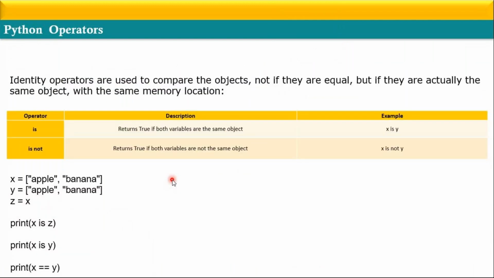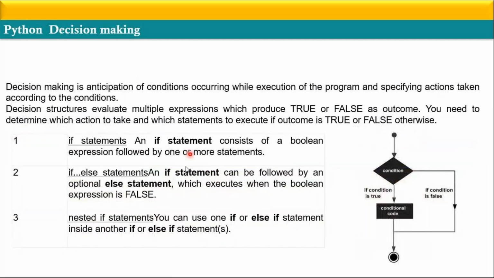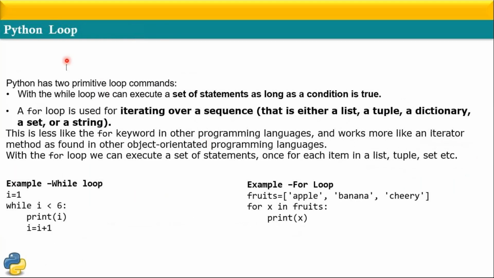You can refer to this particular presentation for practice. Then we have gone through decision making statements, if else and nested if, and we have written certain codes. Then we have gone through the looping control mechanism, with two loops, while loop and for loop, and we have written certain programs with respect to these loops.